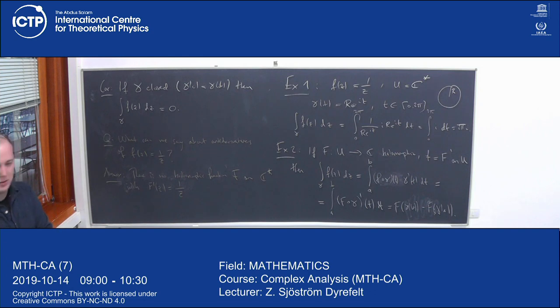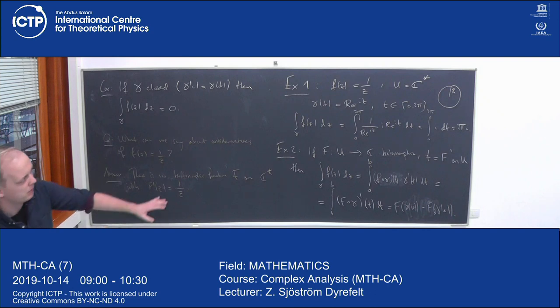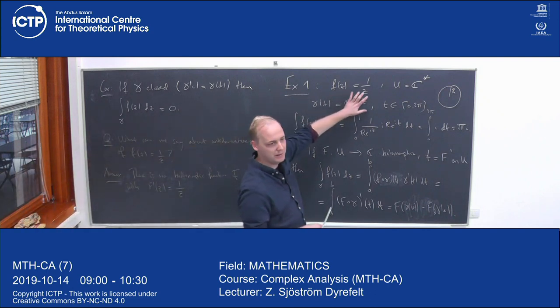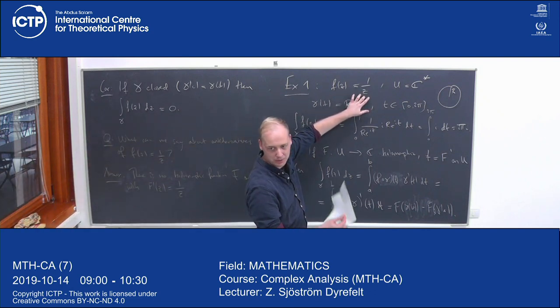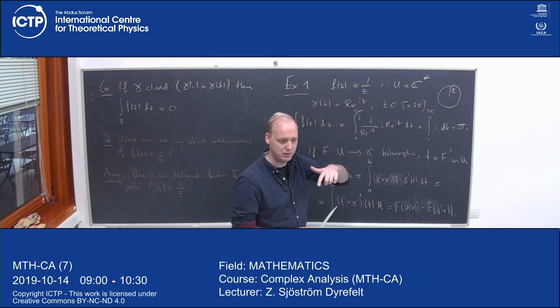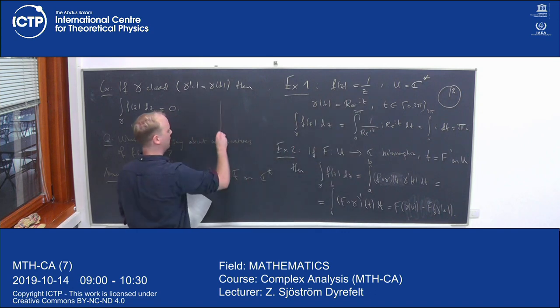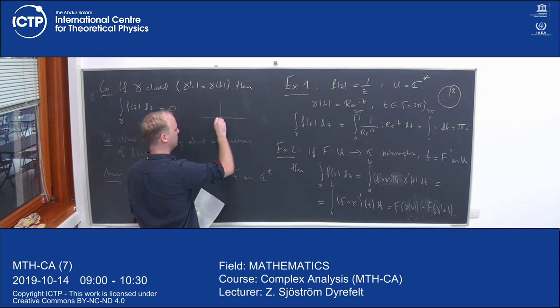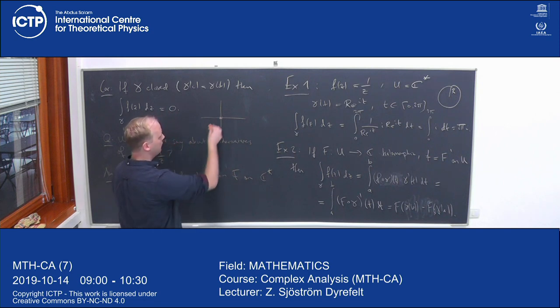Is this consistent with what we learned when we were discussing the logarithm? Of course, what would we expect to be the antiderivative of 1 over z? We would expect it to be the logarithm, right? So locally this is true. But what this is saying is that there is no function defined on all of C star. C star is this, you remove this point. So there is no function defined on all of this whose derivative is 1 over z.